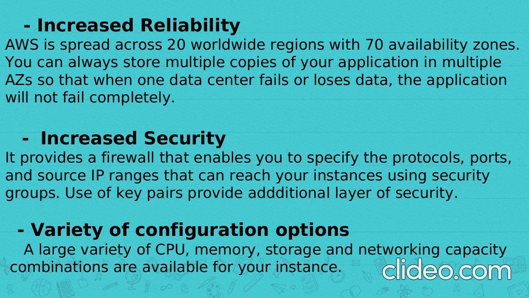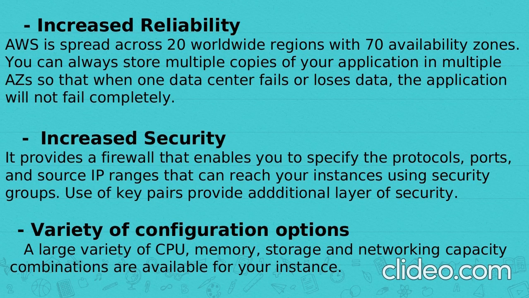Now, data centers are those buildings or centralized locations where the computing resources belonging to any organization are maintained. AWS has 20 such regions worldwide that cover 70 availability zones. We can store multiple copies of our application in multiple availability zones so that if one data center fails or loses data, the application will not fail completely, thereby increasing the reliability of our application.